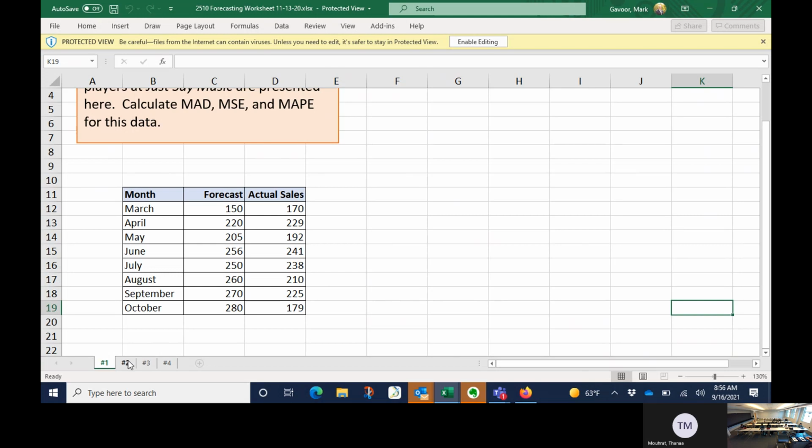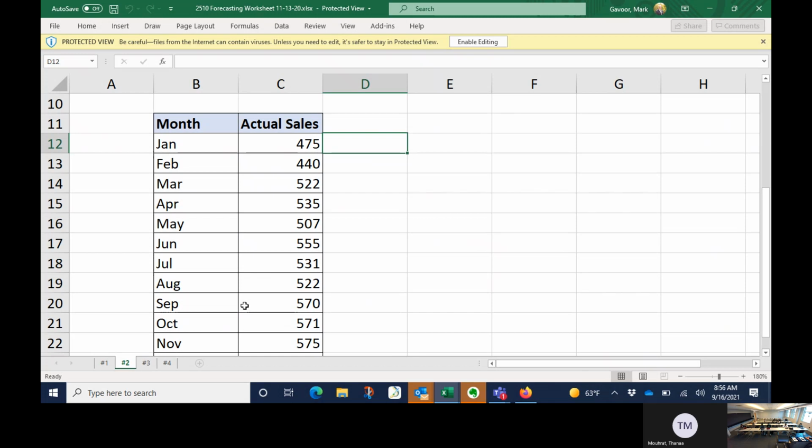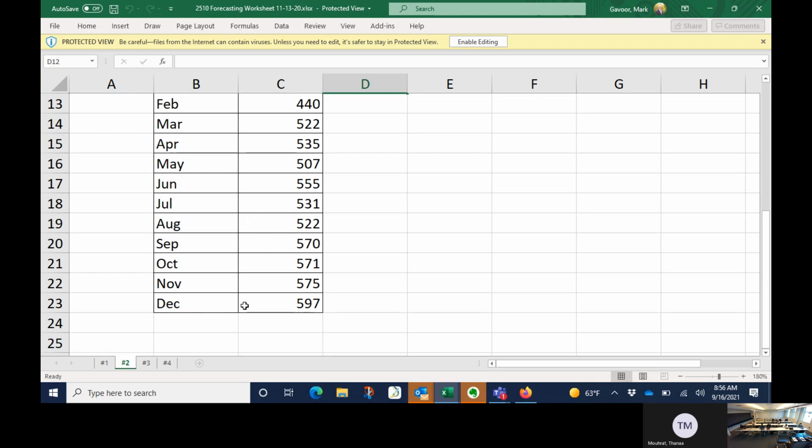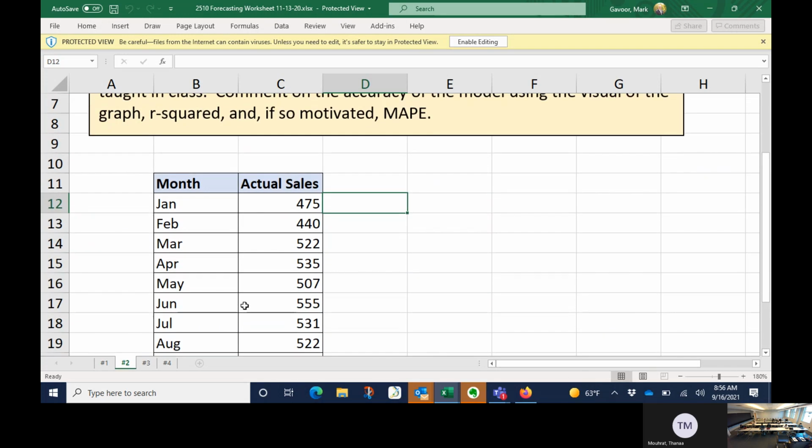All right, so the next problem says, it's just the problem we gave you. It's just different numbers. Here's 12 months. Do the linear regression just like we did. Can you do it now?